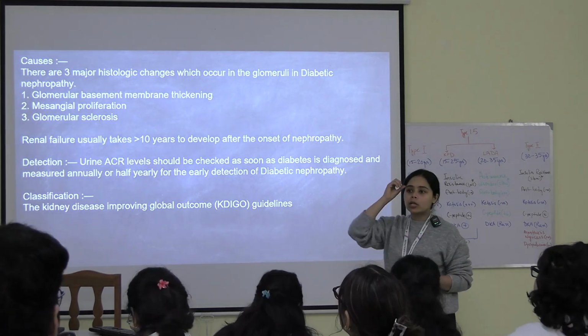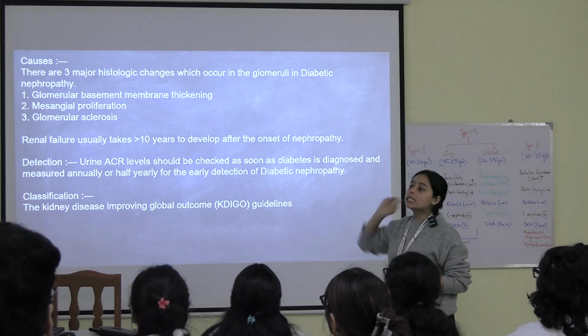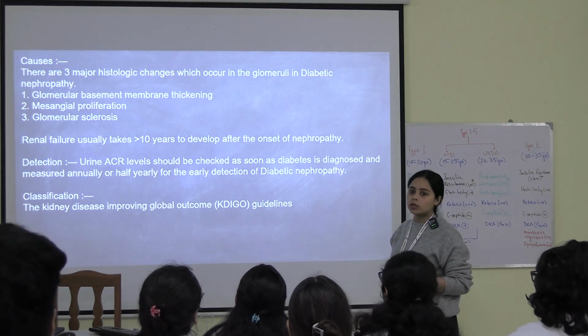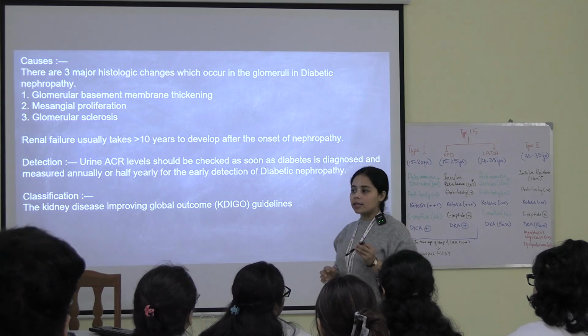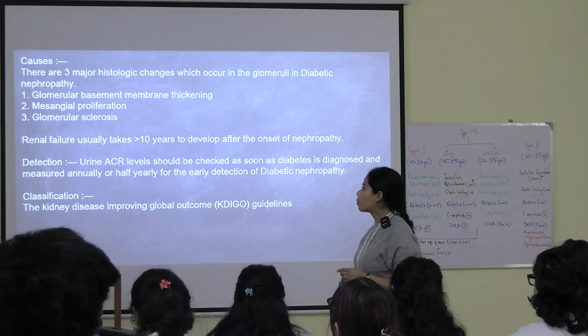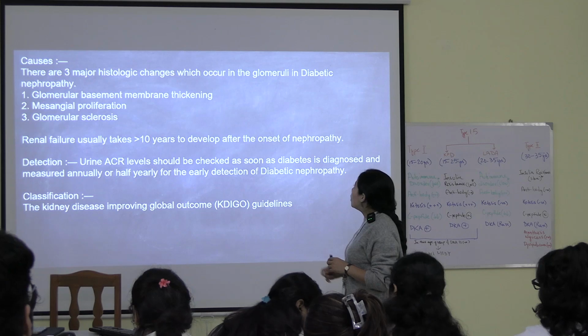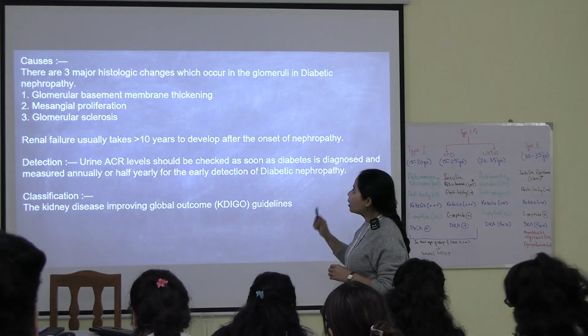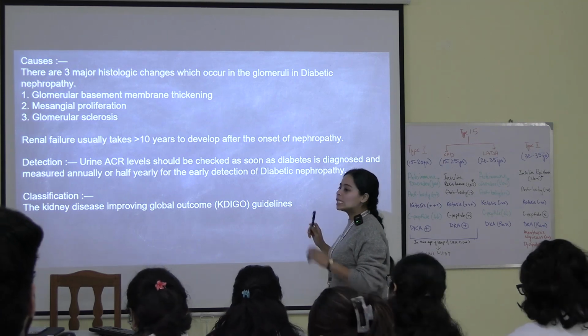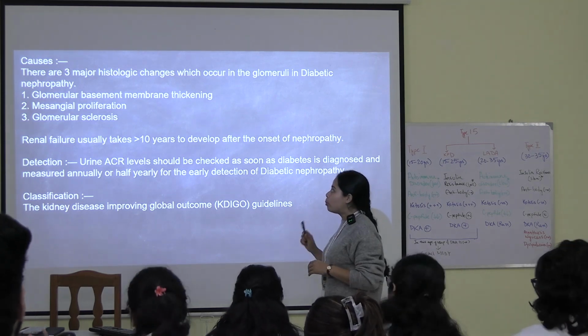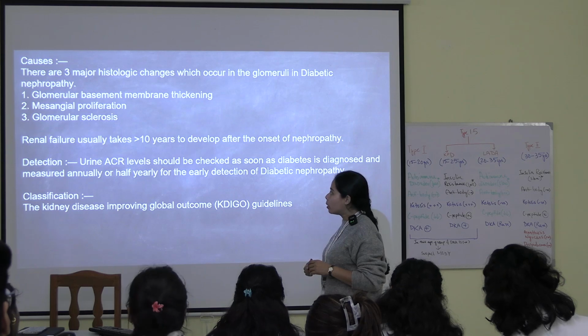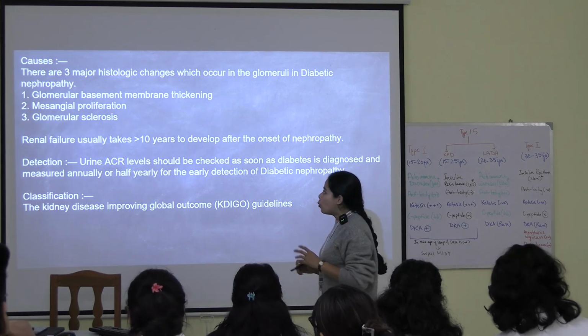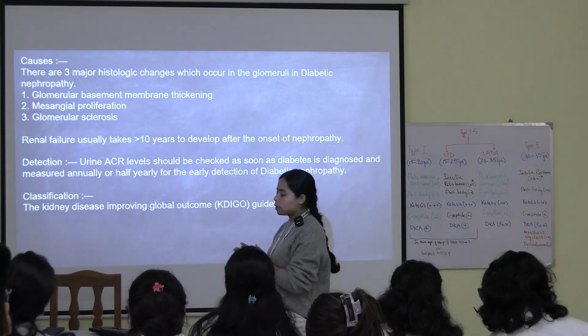What is histological? What is histology? What is the meaning of histology? Studying the cells under the microscope. So when you see under the microscope, you will see that in the glomeruli, glomerular basement membrane is thickened, mesangial proliferation, and glomerular sclerosis. Now what happens is mesangial proliferation.